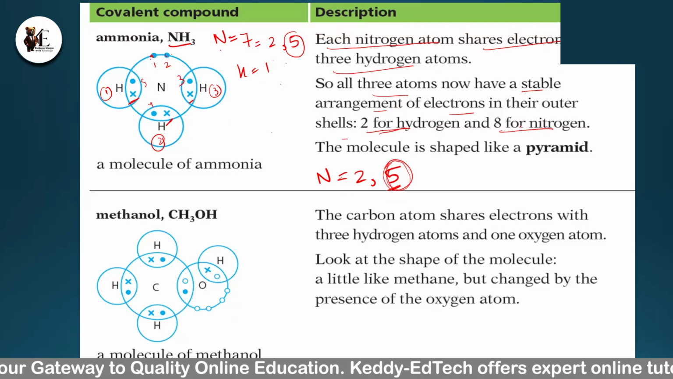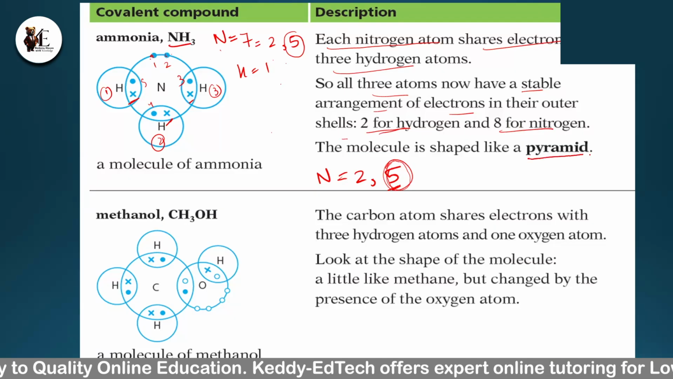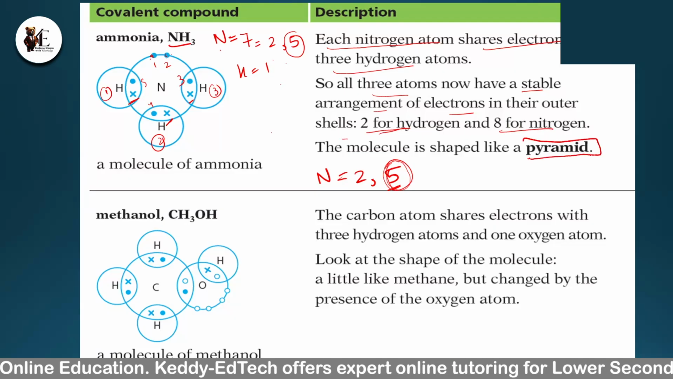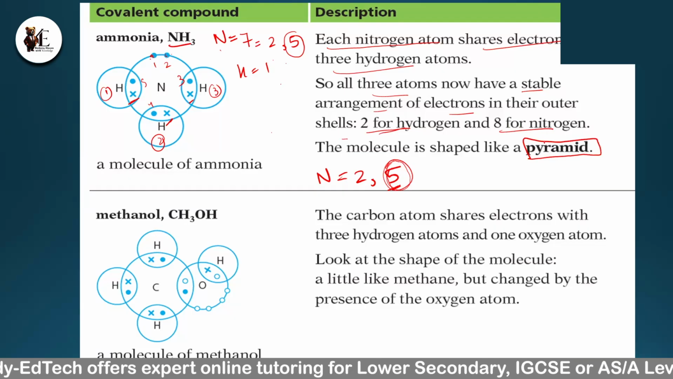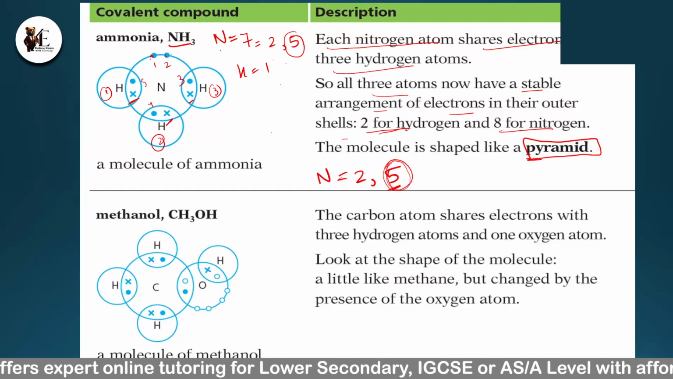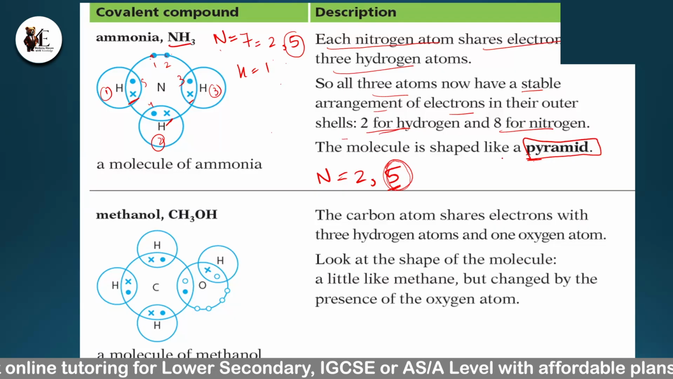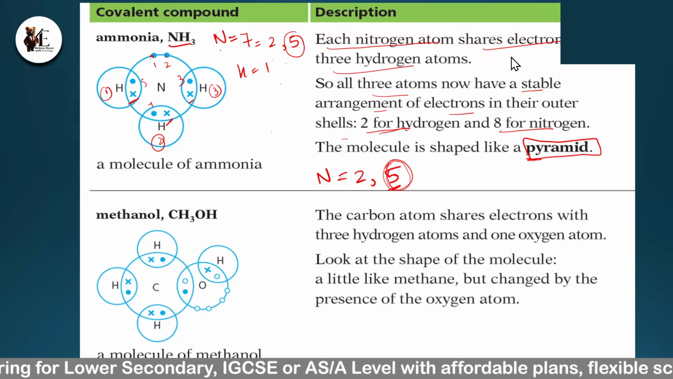If I ask you what is the shape of ammonia, you have to answer it is pyramidal. So write it in bold or use your highlighter here. The shape of ammonia is important. It is pyramidal. Next is your methanol.